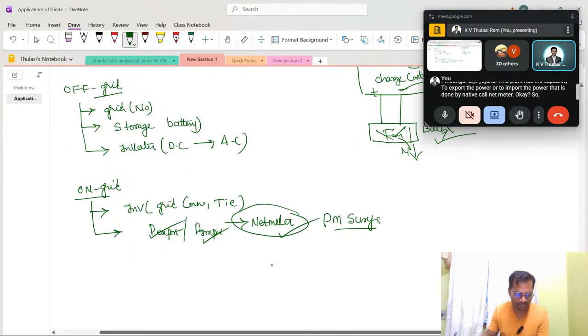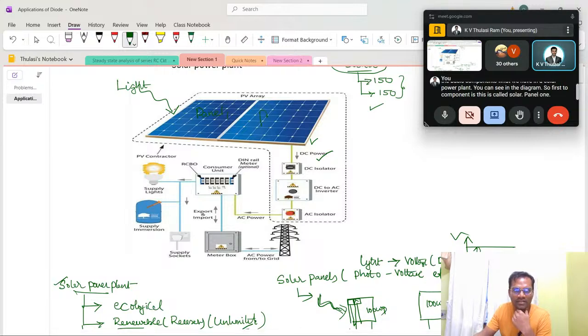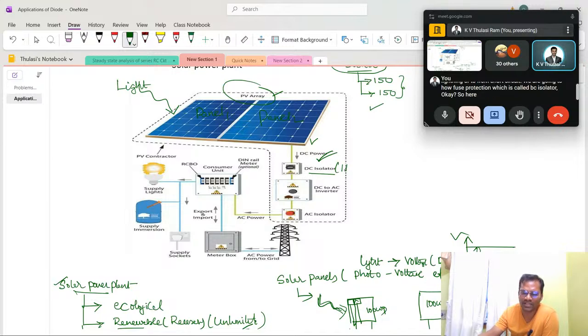Okay, so coming to the basic components that we have in a solar power plant, here you can see in the diagram. The first component is this, called solar panel 1, and this is called solar panel 2. These two solar panels are connected in a parallel connection, and they will constitute a PV array. A group of solar panels is called a solar array, and the output of the solar panel is DC power or DC supply. And to protect this solar panel from lightning or from short circuit, we are going to have fuse protection, which is called DC isolators. Okay, so here we are going to use HRC fuses.